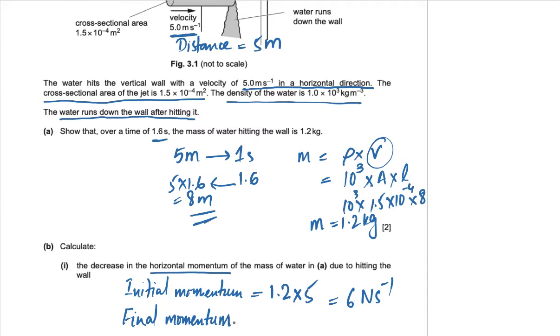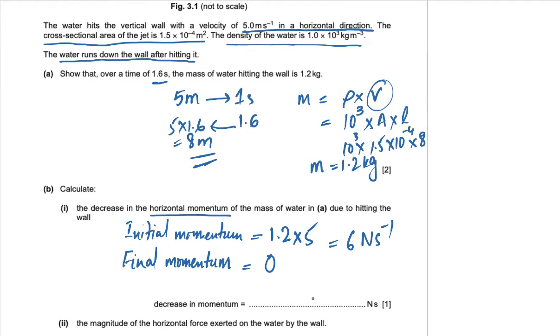mind that it is asking you to calculate the change in the horizontal momentum, and since they have discussed that the water, as soon as it hits the wall, starts flowing downwards, meaning it does not have a horizontal momentum afterwards, after it hits the wall. So the final horizontal momentum is going to be 0. So the change is basically your 6 newton seconds.